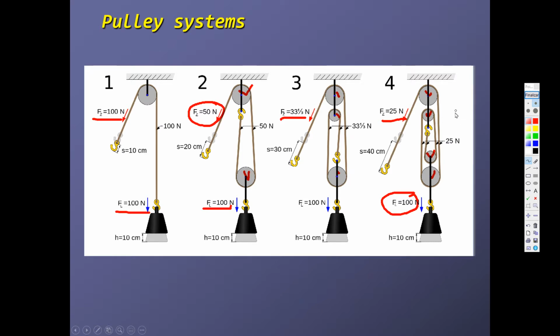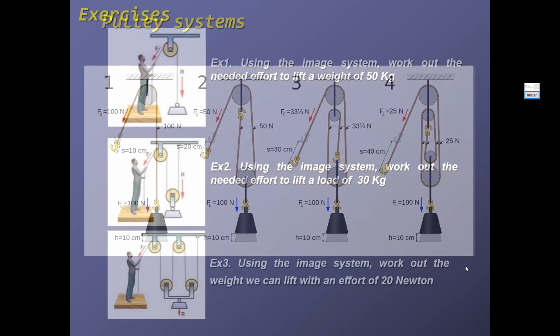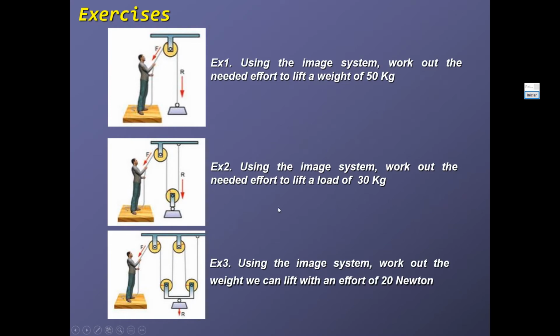This is the system you can find, for example, in a ship, when you have the big sails and you have to lift them. So this is the system you can find there. Okay, so now you're ready to solve very easy exercises. You have to solve these 3 exercises with 3 different systems, and in the second you have to work out the effort to apply for these different weights, and in the third one it's just the other way around. You have to calculate the weight you are able to lift by applying an effort of 20 Newton.